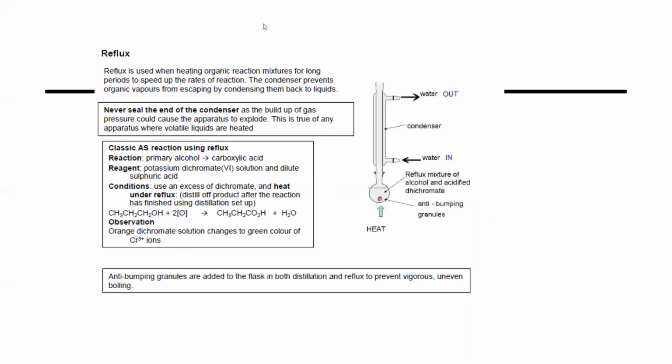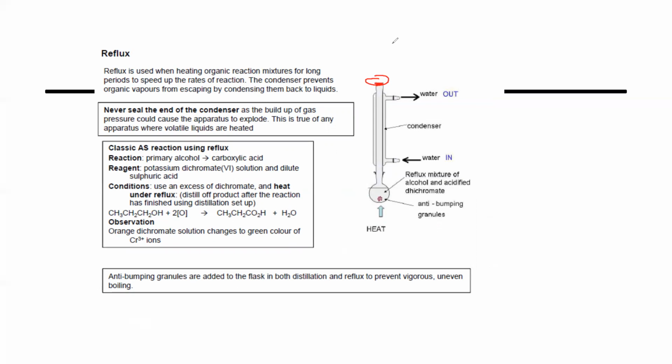Then reflux condenser: if you want to make a complete oxidation of a primary alcohol to a carboxylic acid, we use a reflux condenser, and it is open at the top. Why? Because otherwise, if it was sealed, the vapor pressure would be too high, and the apparatus might explode.